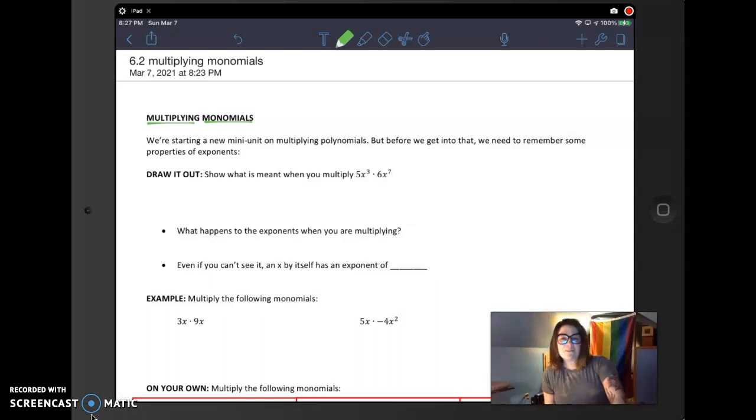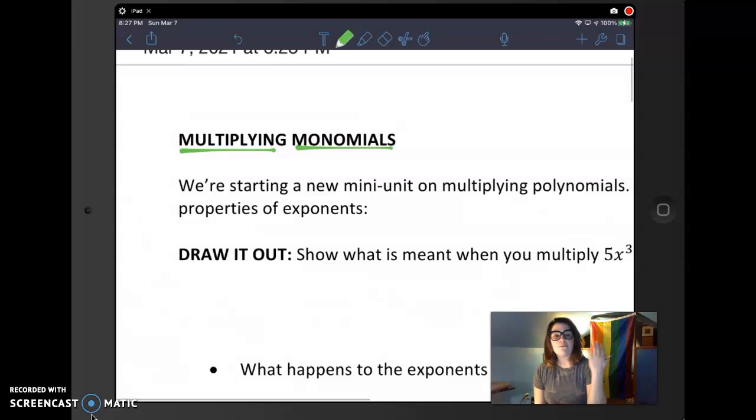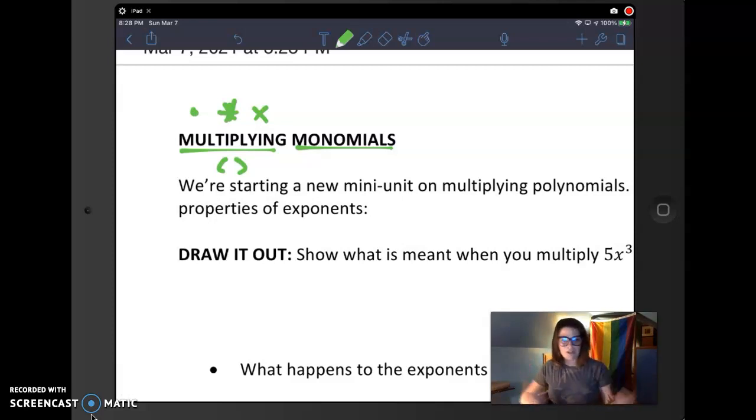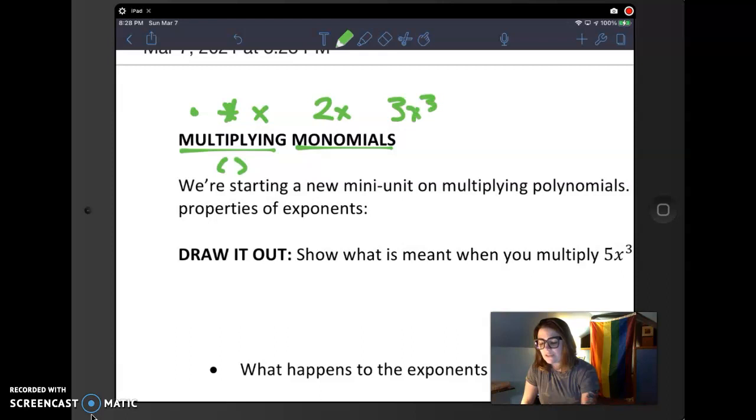Okay, so this is 6.2, the first lesson of the week, and it's called multiplying monomials. We've got lots of symbols for multiplying, and we use parentheses sometimes even. Monomials: the prefix mono means single or one, and nomial means number. So it basically means one number or one term. Everything we're going to see is going to look like this: 2x, or maybe 3x to the third, or negative 6x to the fourth. So we're going to be multiplying things that look like this together.